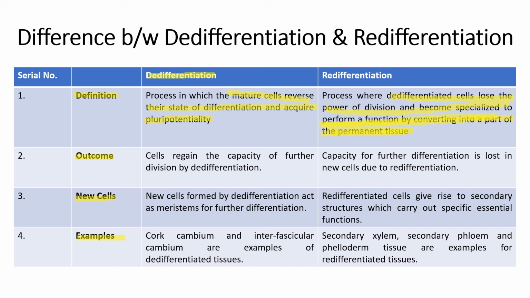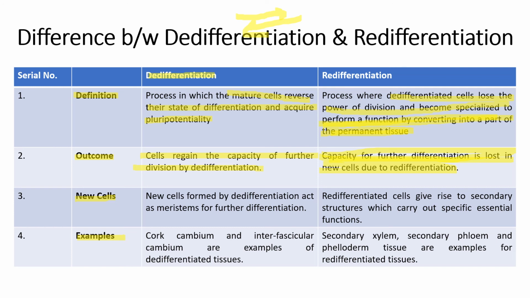Then what are the outcomes of both dedifferentiation and redifferentiation? Cells regain the capacity for further division by dedifferentiation, and the new cells have the capacity for further differentiation, if lost, due to redifferentiation. As in the diagram, there was an arrow showing that it can be converted into differentiation and redifferentiation. So this is about the outcome.